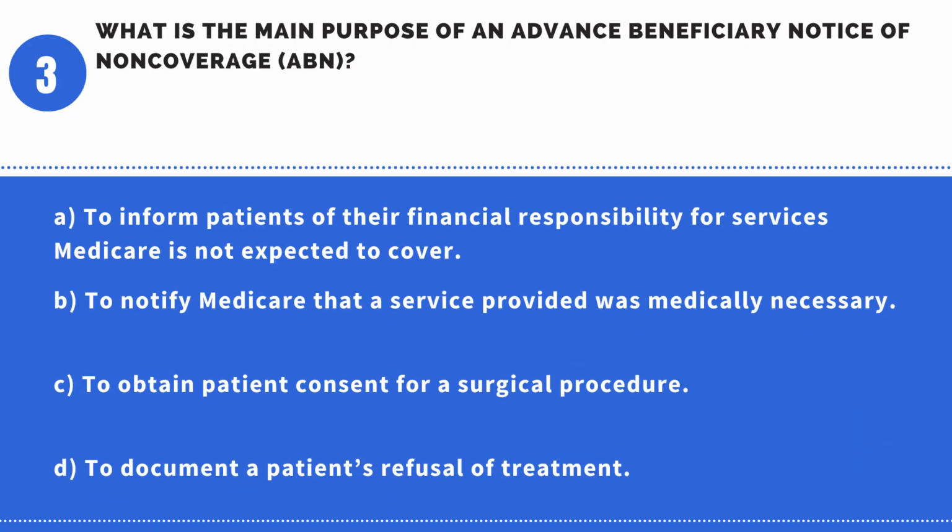Question 3. What is the main purpose of an Advance Beneficiary Notice of Non-Coverage, ABN? A. To inform patients of their financial responsibility for services Medicare is not expected to cover. B. To notify Medicare that a service provided was medically necessary. C. To obtain patient consent for a surgical procedure. D. To document a patient's refusal of treatment.